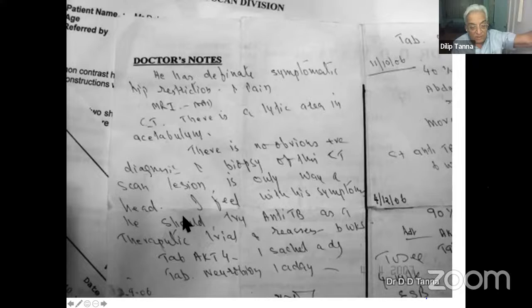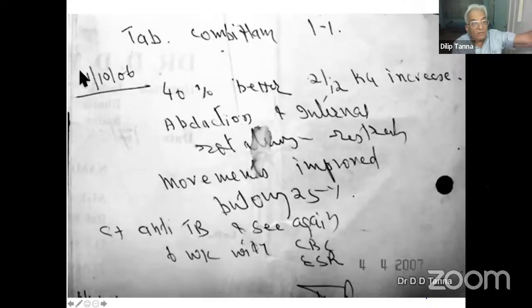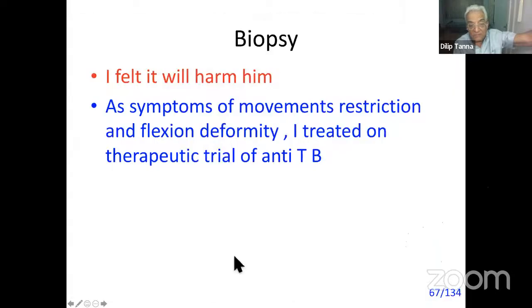I feel with his symptoms, you should try anti-TB as a therapeutic trial and reassess in 6 weeks. Tablet AKT4, 1 sachet a day, and Neurobion. This is how I advised him. Now this is 11/10/2006. 40% better, 2.5 kg increase. Abduction and internal rotation show restriction. Movements improved, but only 25%. Continue anti-TB and see again in 6 weeks' time.